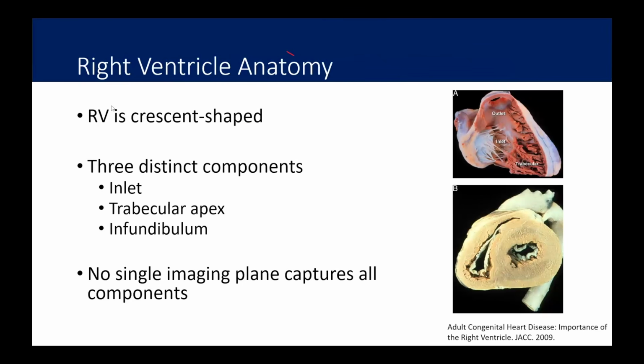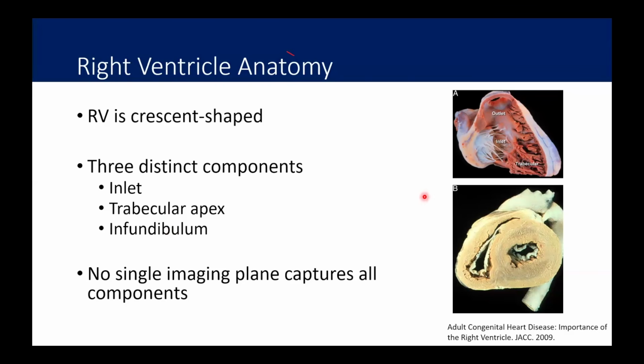So before we get into the numbers and the crux of this presentation, let's remind ourselves of why the RV is so hard to assess on echo. So unlike the LV, which is a nice symmetric sort of bullet-shaped structure, the RV is complex in that it's crescent-shaped and it wraps around the LV, as shown in this diagram. It has three distinct components to it. One is the inlet, which contains the tricuspid apparatus itself. Two is the trabecular apex. And three is the infundibulum, or the outflow tract itself.